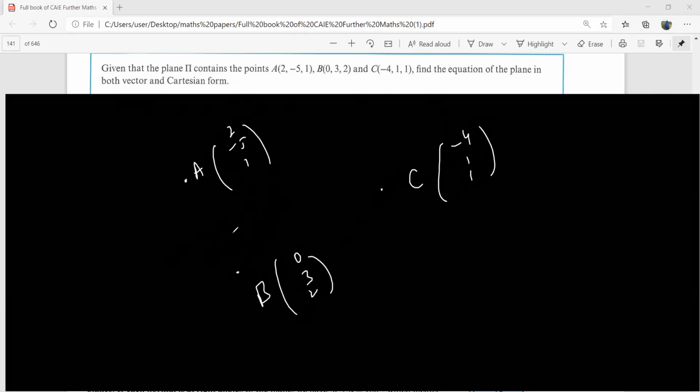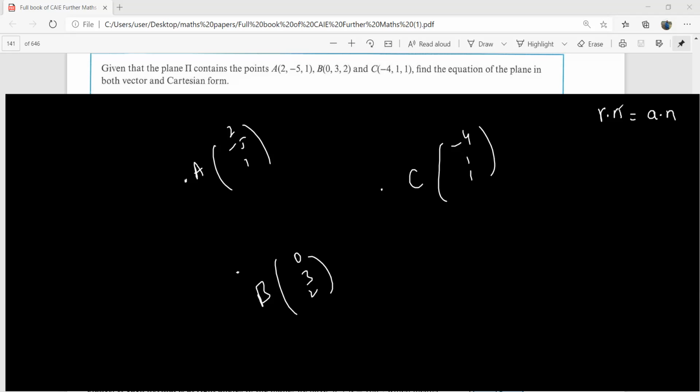Now, please remember, I always start writing the equation of a plane like this. If you want the equation of the plane, r is going to be (x, y, z), n is the direction vector which is perpendicular to the plane, and a is the position vector of a point on the plane. This a can be point A, point B, or point C. You can use any one of these 3 points as your a.